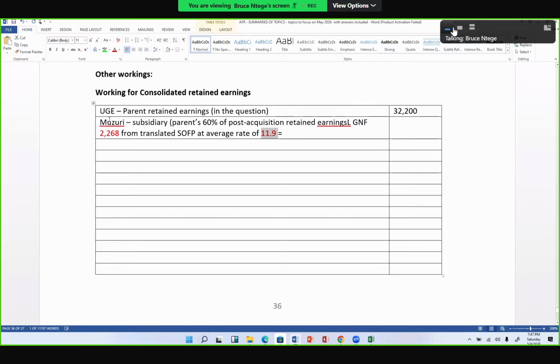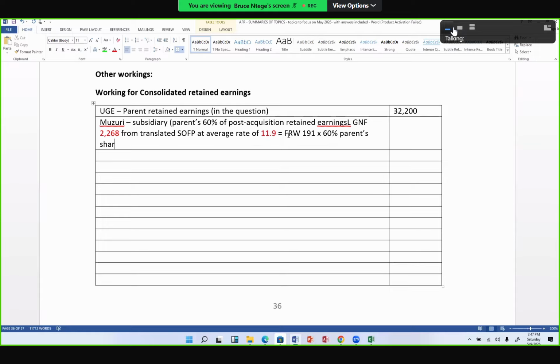But let's first get 2268 divided by 11.9. So I have 191, let's say, rounded off. So now it's in francs, not in Guinean francs. That 191, we shall take the parent's 60% share, because the non-controlling interest is going to take 40%. So 191 times 60%. I have 114.6, so I can round it off to 115.